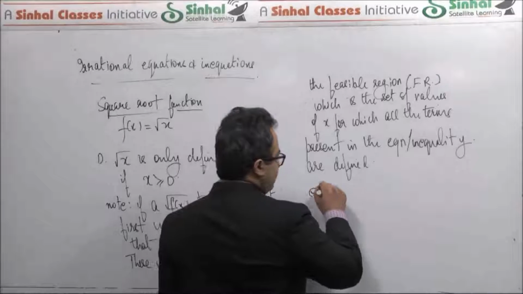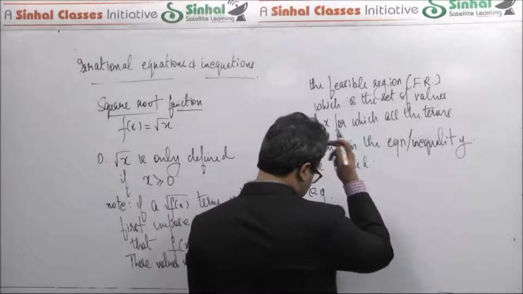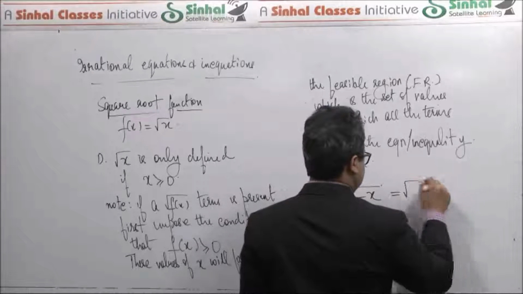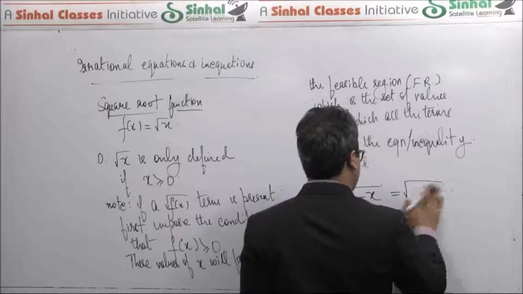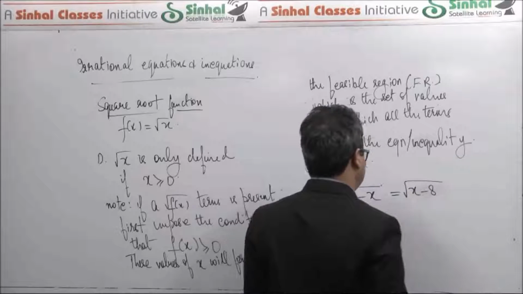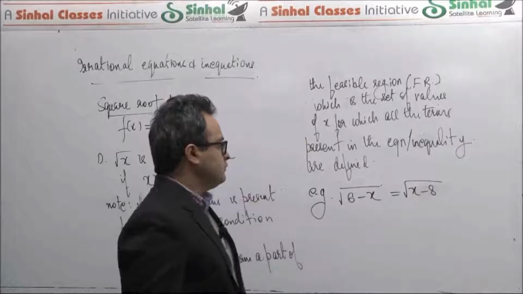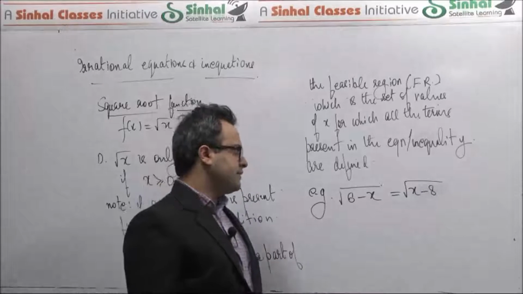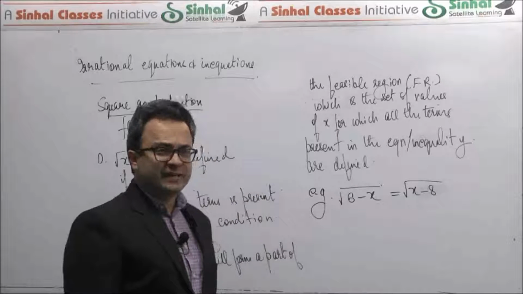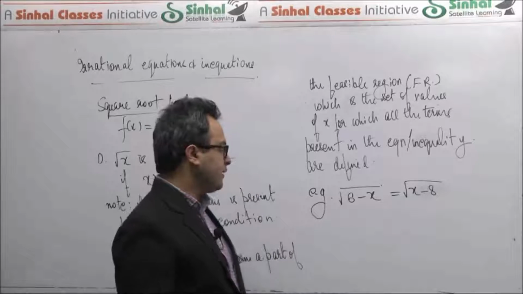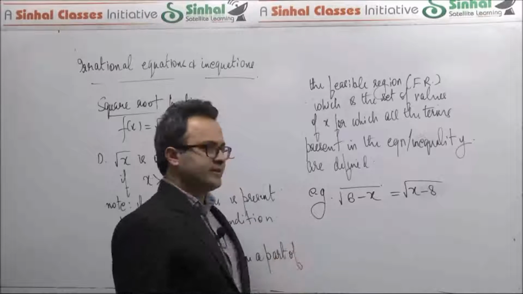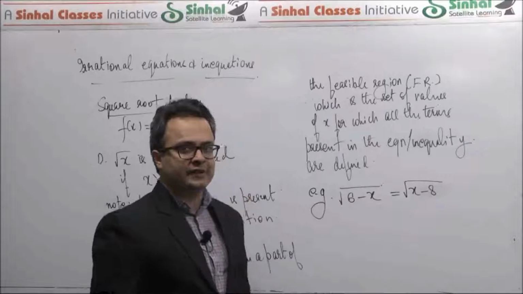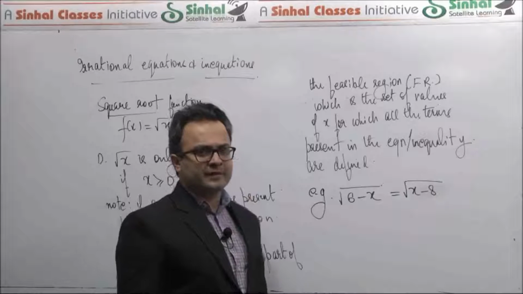So let's look at an example. Suppose I have this particular equation that root of 6 minus x is equal to root of x minus 8. Now there might be a tendency that you will square both sides, and if you square both sides, you'll get something like 6 minus x is equal to x minus 8. And for that, when you shift around terms, you get x is equal to 7. But x equal to 7 for us will not be an acceptable solution over here.